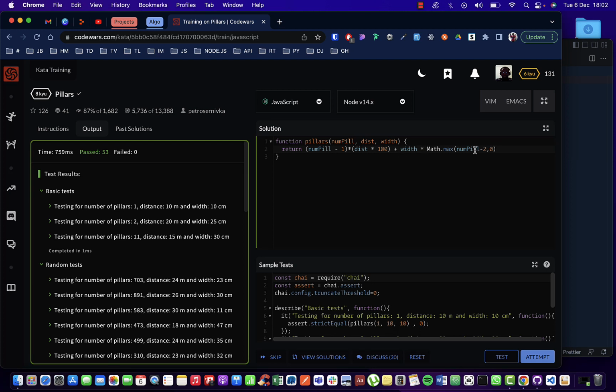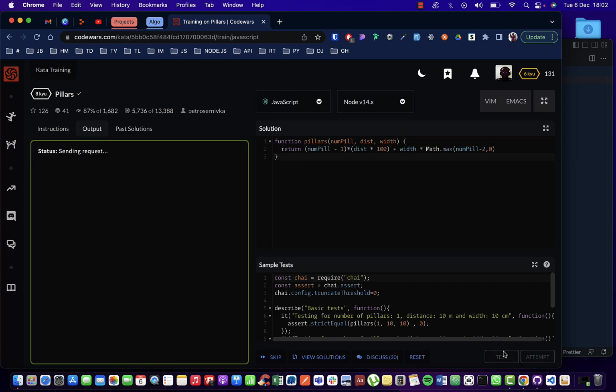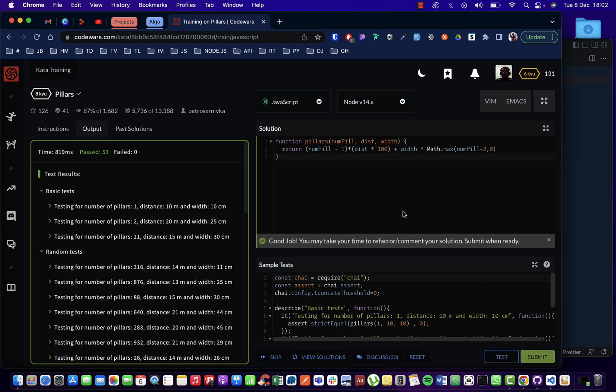So I think this will be able to solve that, and irrespective of the number of pillars we have, this is going to pass. So let's test. And it passed, attempt, and it passed. Very good. So let's see how we can solve this in Python.